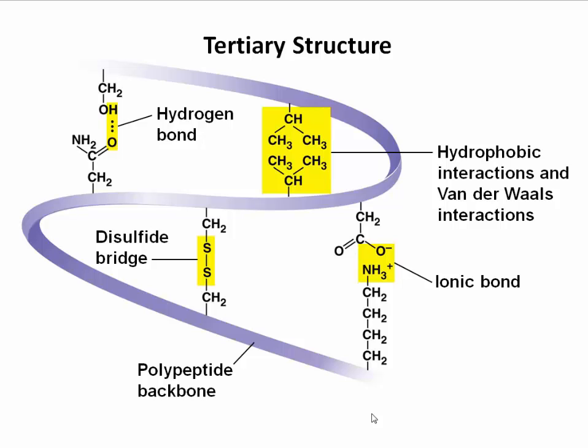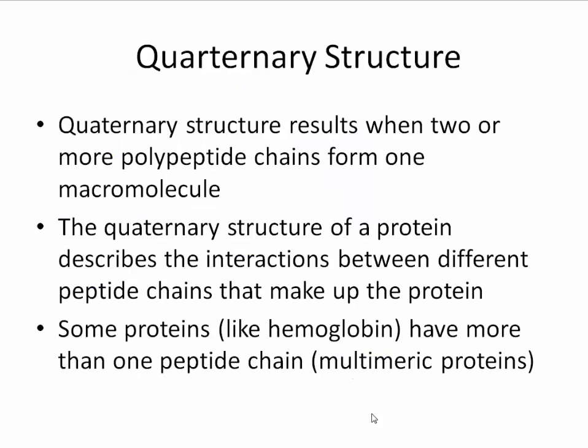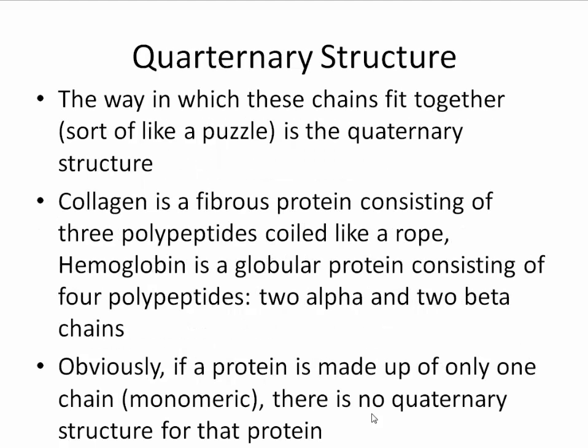Here is another picture of the tertiary structure and the bonds. So we have hydrogen bonds, we have disulfide bridges, we have hydrophobic interactions, van der Waals interactions, ionic bonds, and then of course this is all on the polypeptide backbone. So the difference between the quaternary structure and the other structures is you're just taking a finished unit and adding those units together. So those units are really then called subunits. And so they make up a big, big, really big protein. And the way these units fit together is sort of like a puzzle.